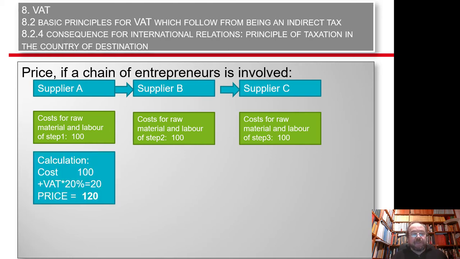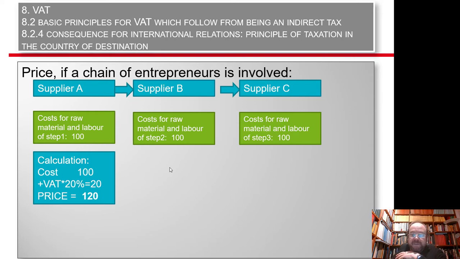Now supplier A, who just does the first parts of producing something, let's say transforming raw material into steel or so, calculates the price which he needs as follows. Cost is 100, including profit margin, but I left that away for simplification, plus VAT 20%, because 20% is far more easy to calculate than 19%, and this is a theoretical example. So let's take 20%. Then we have a price which is necessary to survive of 120.